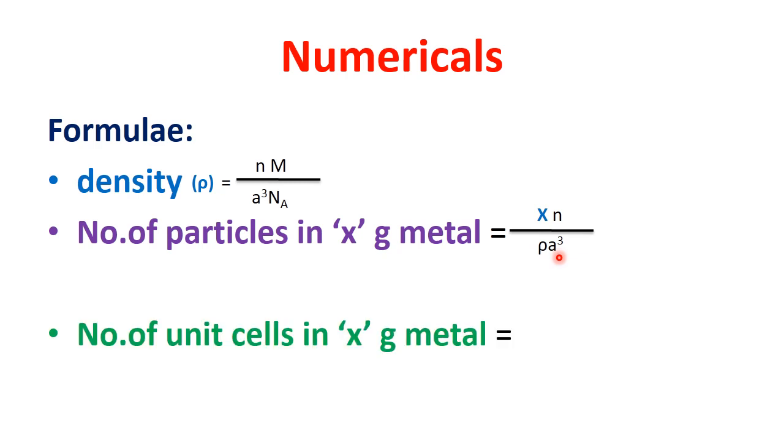Next formula, for the number of unit cells in X gram of metal crystal, which is equal to X divided by rho a cube, where X is the mass of metal crystal in gram, rho is the density of unit cell, and a cube is the volume of unit cell. So all these formulas we are going to use for different numericals.